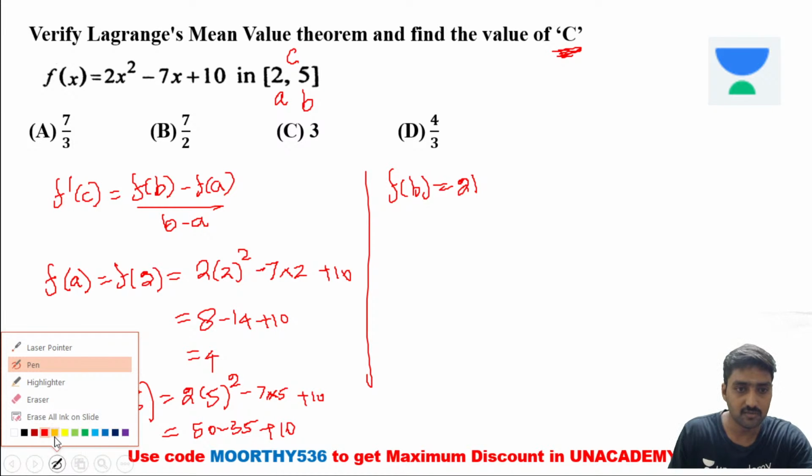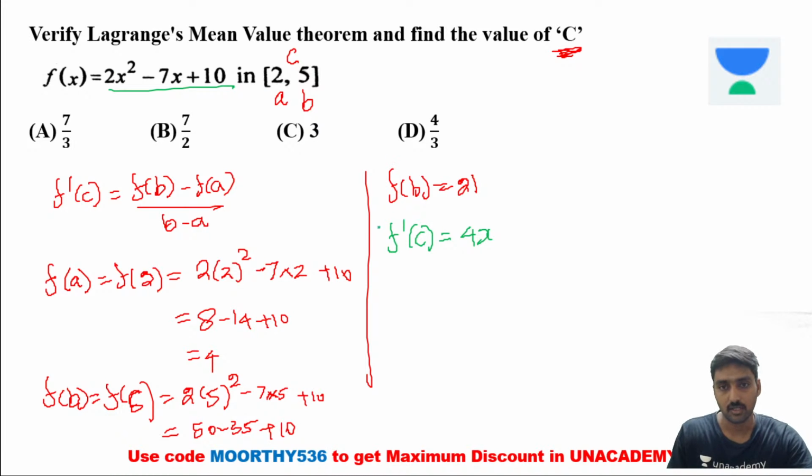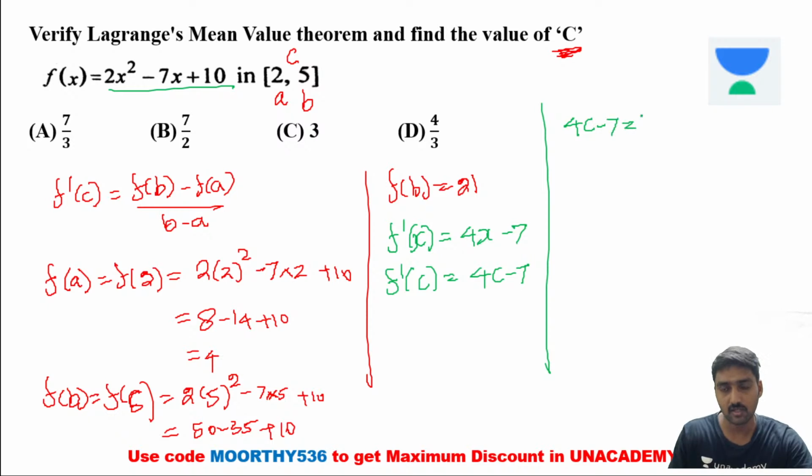The function is differentiated with respect to x one time, and f dash of x is equal to 4x minus 7. Now f dash of C, instead of x we replace C: 4c minus 7. Now substitute all the values into the formula. 4c minus 7 is equal to f of b minus f of a, divided by 5 minus 2.